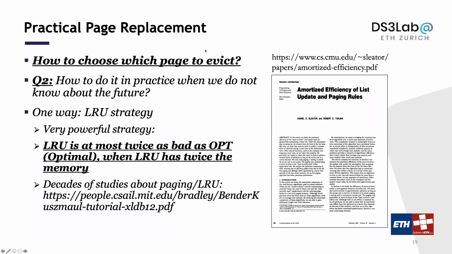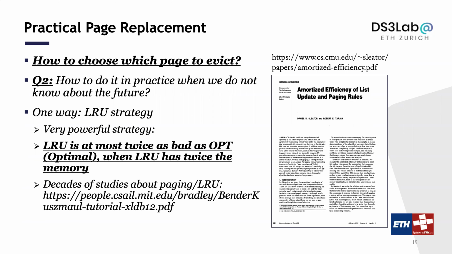But nevertheless, LRU is a very powerful strategy. How powerful it is, there's actually a theoretical result, and if you're interested, you can read this paper. Essentially, LRU is at most twice as bad as the optimal strategy that we talked about, which assumes you know the future. LRU is at most twice as bad as that in terms of buffer misses when LRU is given twice the memory.